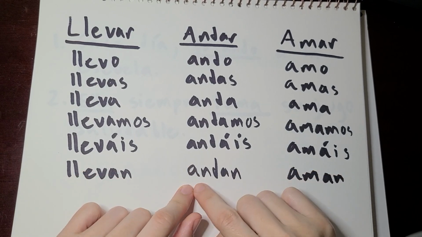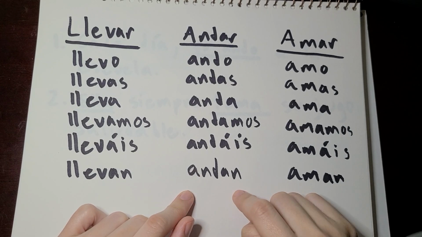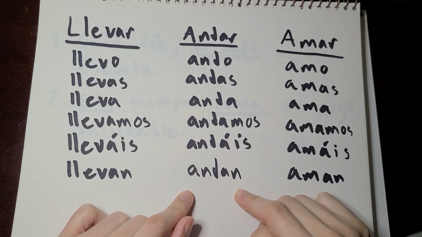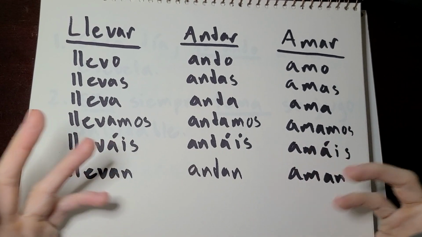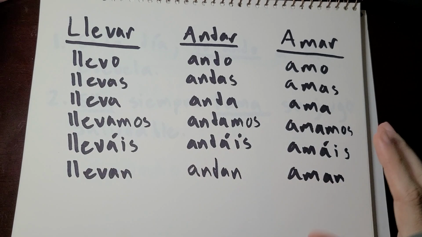Vosotros andáis. You all walk. Informal. Ellos andan. They walk. Ustedes andan. You all walk. Polite form. Use that one. Always. Even when you don't want to be polite, use that one. Because if you use this one, no one's going to understand you.